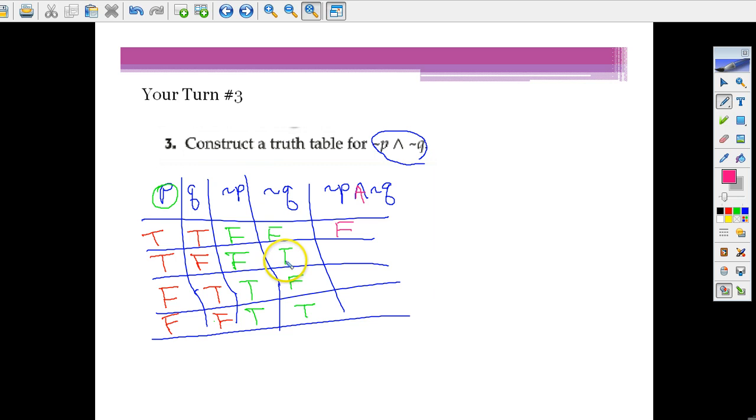False and true makes it false. True and false makes it false. True and true makes it true. So there we have it. We just did it all together. So you're welcome. But when we do this as practice, I do expect you to make this chart on your own. Okay.